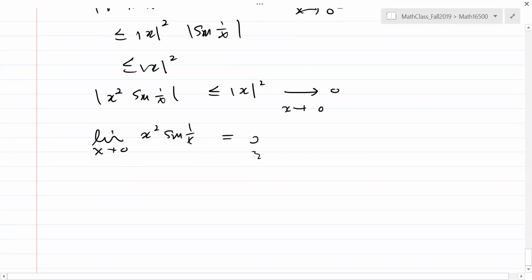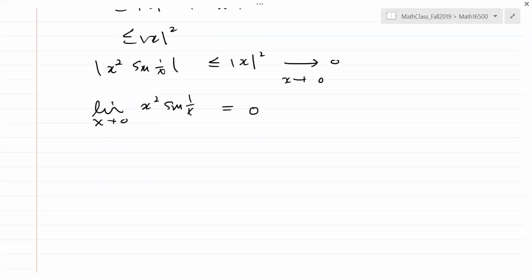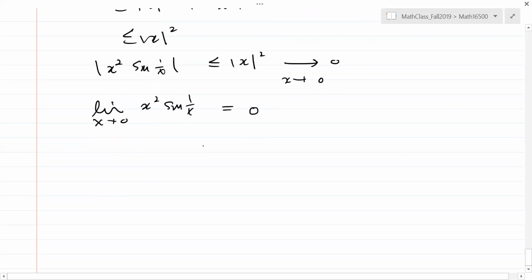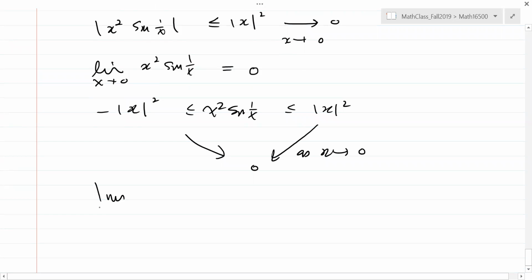Okay, this is going to be 0. Clear, right? If I want to give you a little more detail, how do I apply the squeeze theorem to solve this problem? According to the above, it can be less than or equal to x squared, greater than or equal to negative x squared. Okay, and clearly both approach 0 as x approaches 0. So therefore, we get the conclusion.